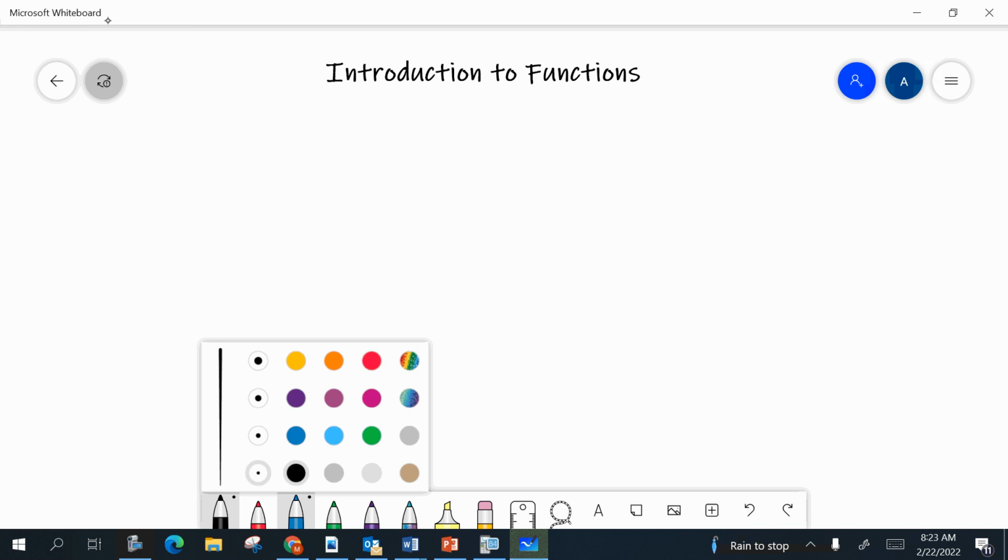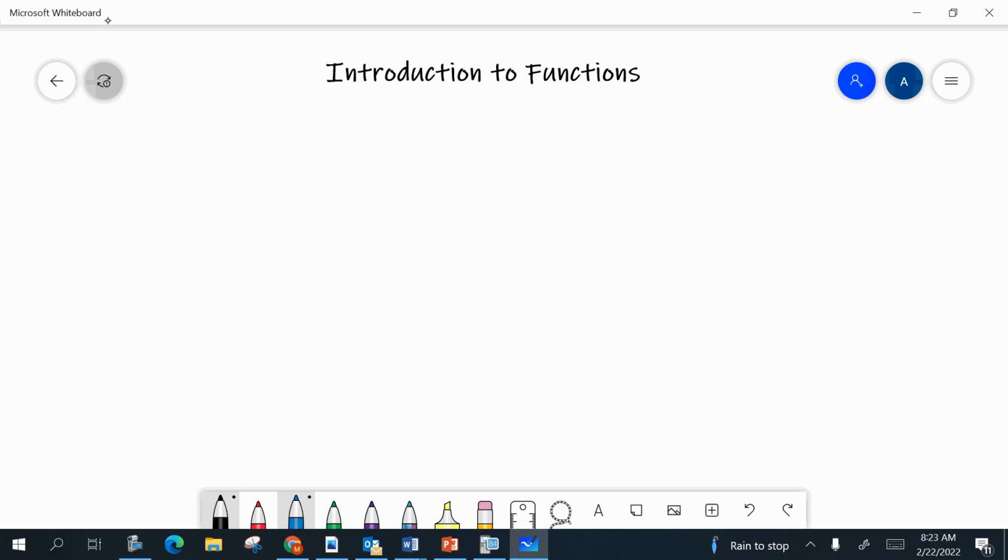Hi there. In this video, we're going to talk about what it means to be a function, and we're going to do a little bit of review of function notation, okay? Well, where we need to start is by defining and reviewing what it means to be a function, okay? Well, a function is just a relationship between two quantities.